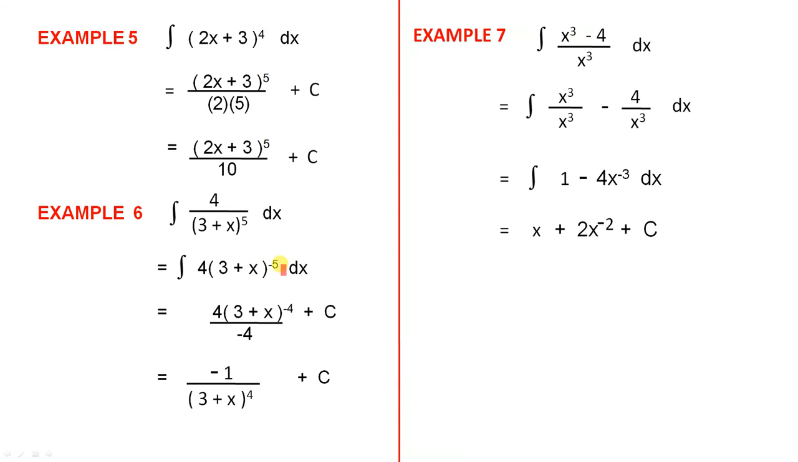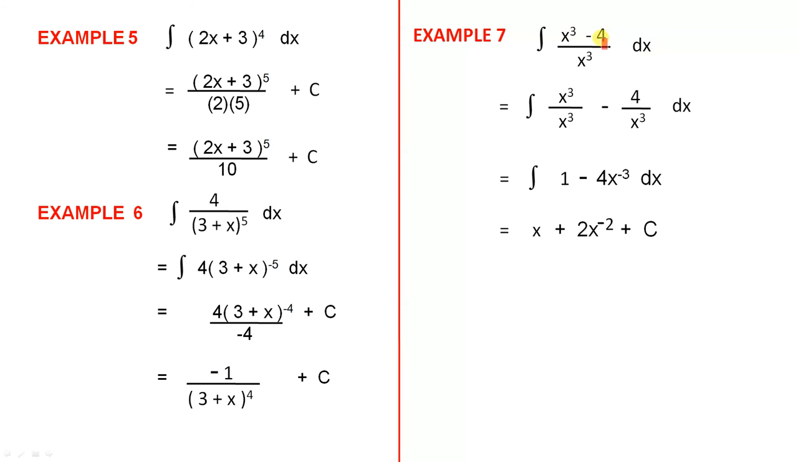Very similar here. 3 plus x to the power of 5, when it's the denominator, becomes 3 plus x to the minus 5. So then you add 1 to that to make it minus 4, you divide by it, and that's the answer. I've written it in the form of a positive index. And 4 over minus 4 is negative 1.